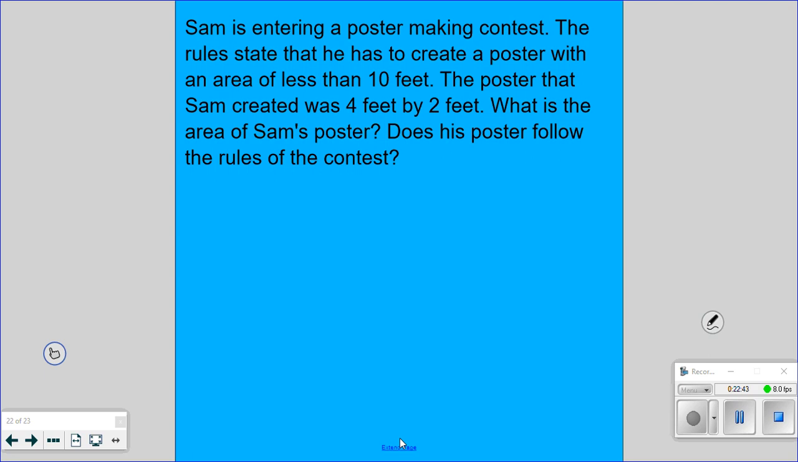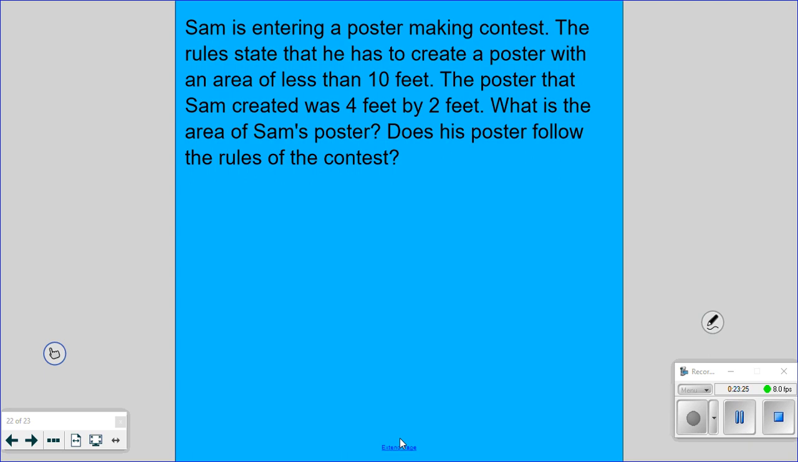What am I counting? I'm going to read it one more time and then I need lots of hands to tell me what it is that I'm counting. Sam is entering a poster making contest. The rules state that he has to create a poster with an area of less than 10 feet. The poster Sam created was 4 feet by 2 feet. What is the area of Sam's poster? Does his poster follow the rules of the contest? What am I counting? Devin, what am I counting?